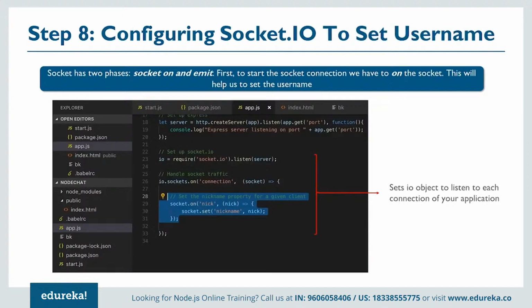Now let's start with the socket.io stuff. First on the server side, we already started the socket.io server. Now handle the socket traffic, the io.sockets.on connection. Set the nickname property of a given client. This sets the IO object to listen to each connection to your application.